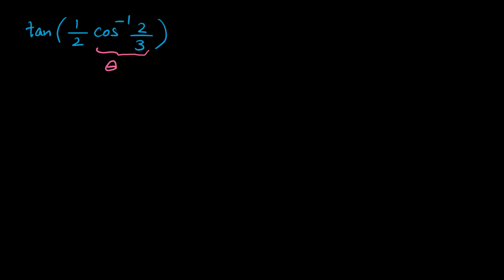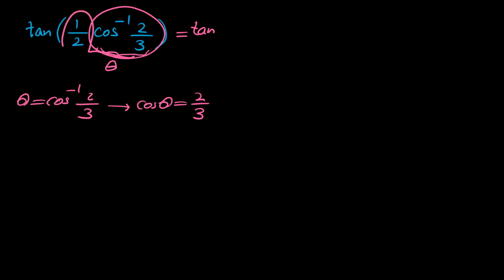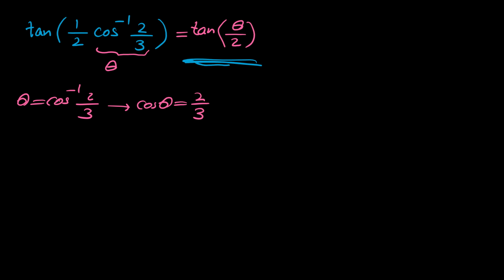Again, we suppose this angle is theta. So theta is cosine inverse of 2 over 3, which means that cosine of angle theta is 2 over 3. Here we want to evaluate tangent of 1/2 of theta, which is theta over 2. For finding tangent of theta over 2, we have to write this in terms of theta, because we have cosine of theta, not theta over 2.